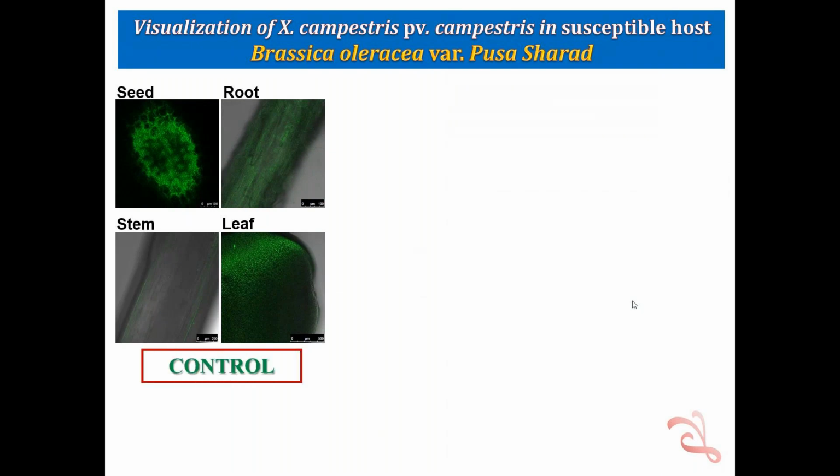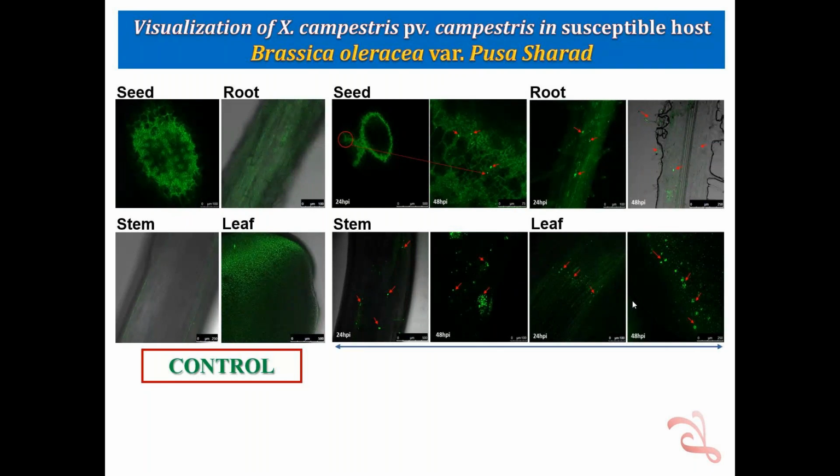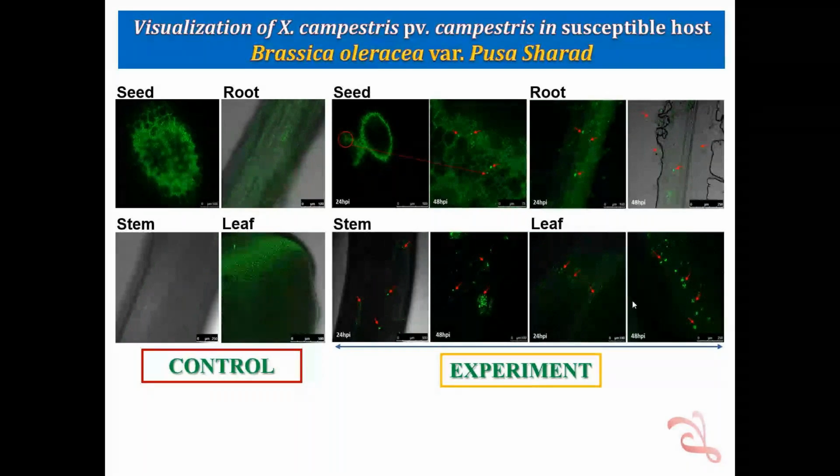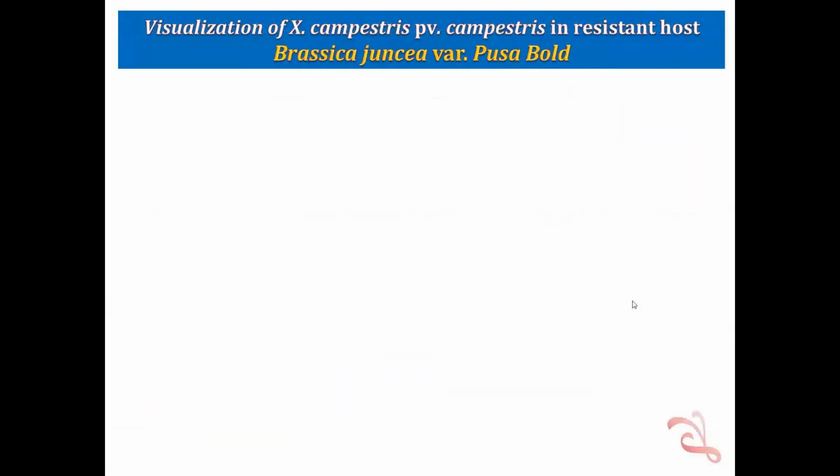In the control, treated with the saline buffer, we clearly saw that there were no bacterial cells present. And in our experimental host, the susceptible Brassica oleracea variety, we are clearly seeing the bacterial cells in seed, root, stem and leaf, and with time the number of cells and the replication of bacteria was increasing. So we go to the next part of our study.